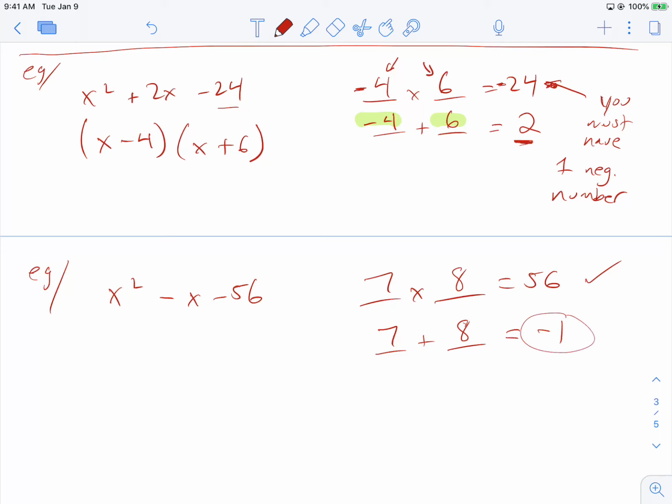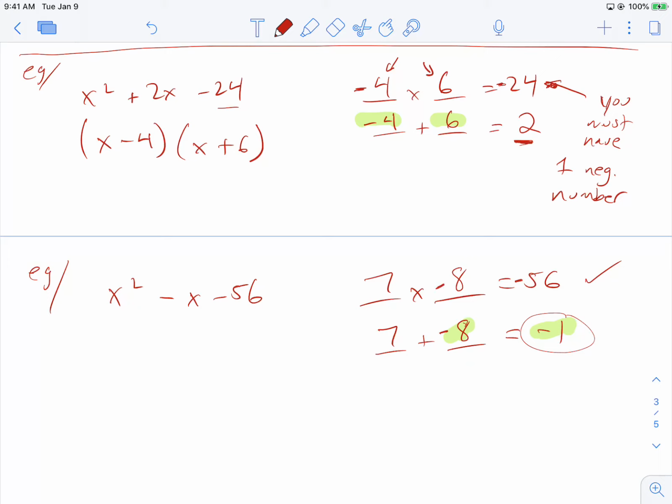So to get to negative 1, I have to decide which of these numbers I need to make negative. Oh, and sorry, this needs to be negative 56 again. Remember, what do you need to inspect? This number is negative, which means you need to make your bigger number negative. Okay, so let's put a negative in front of our negative 8.